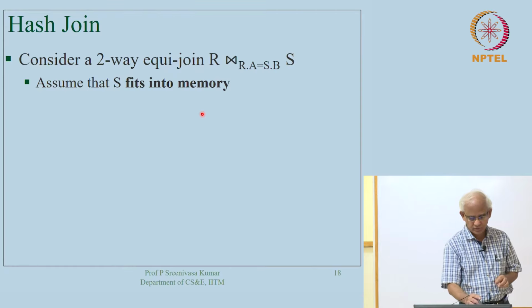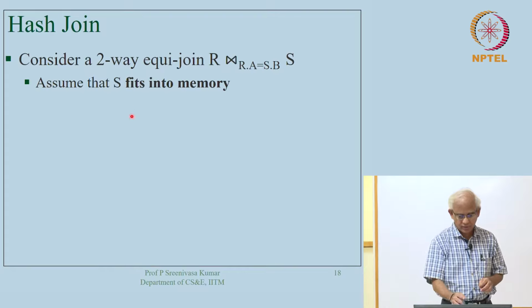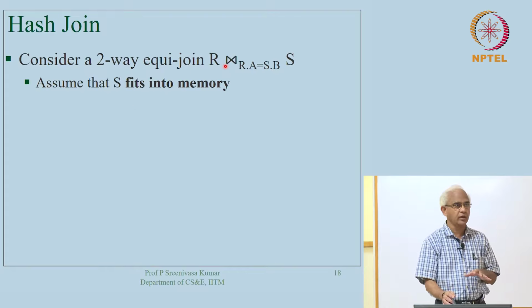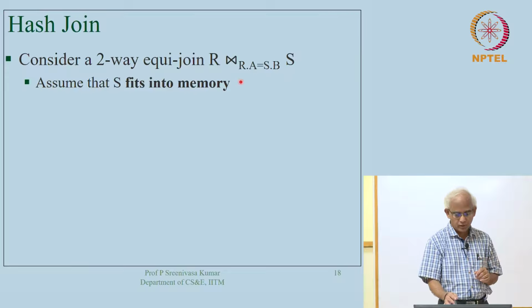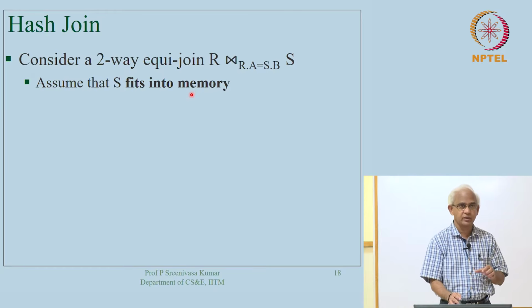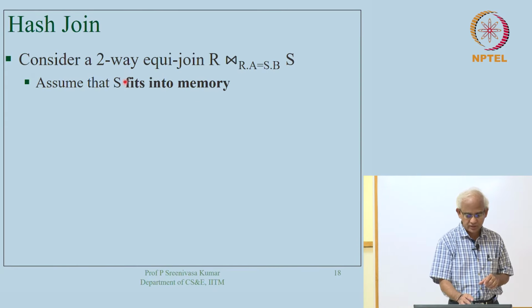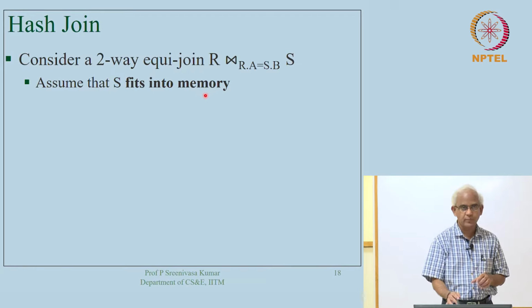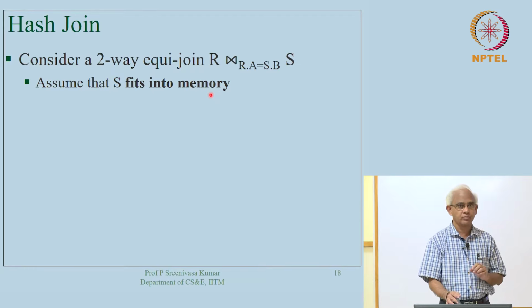So here is the hash join algorithm. Again let us consider a two-way equi-join of R with S with join condition R.A equals S.B. We will relax this assumption a little later, but let us now make an assumption that the size of the file S is such that it fits into the memory. We have enough space in the memory, or the file is small enough that it fits into the memory. Let us make this assumption for the moment.